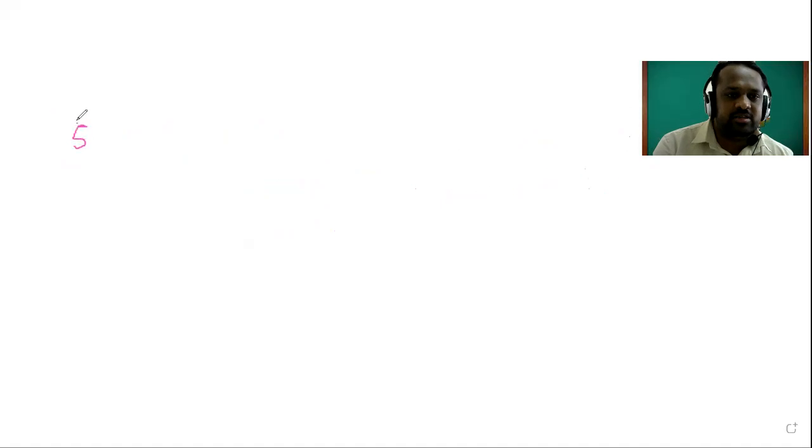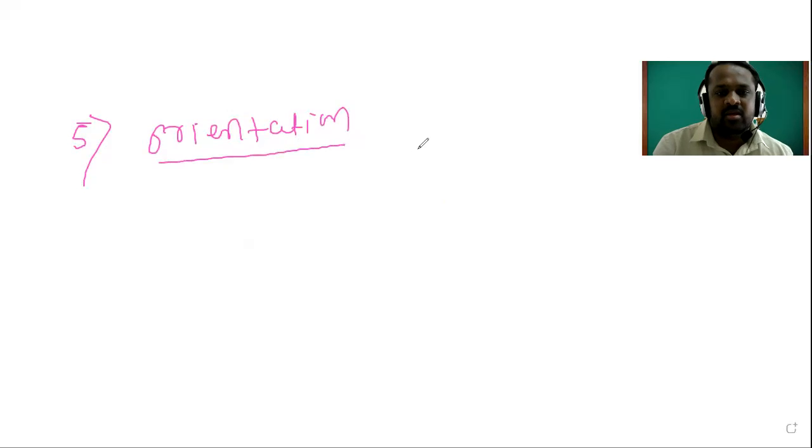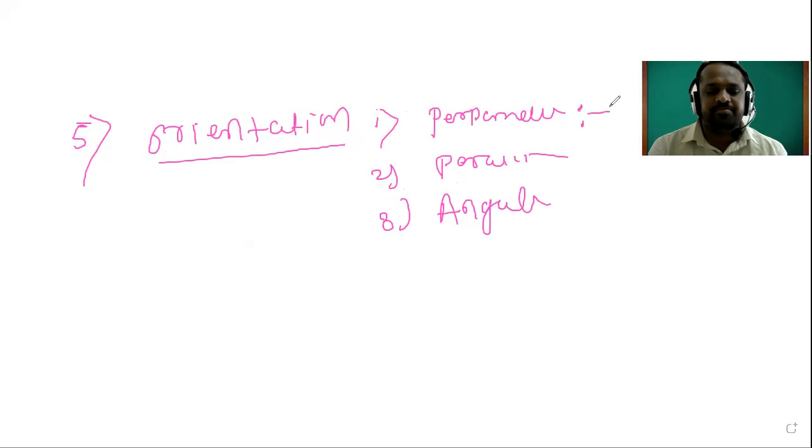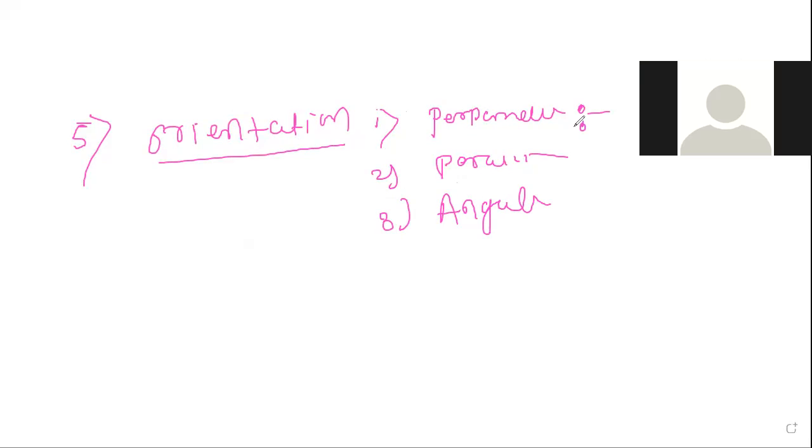The last is the orientation. Okay, in that orientation, what features are there? Perpendicularity. Okay, then what is meant by perpendicularity? Then parallelism. Okay, and third is the angularity. When can we call it perpendicular? Perpendicularity means the orientation of the component is perpendicular.